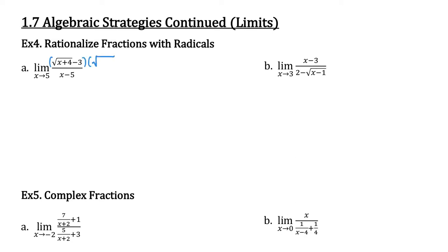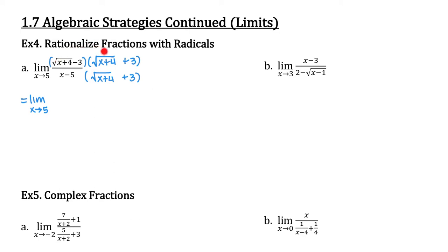Okay, so this is the square root of x plus 4 minus 3. The conjugate is the square root of x plus 4 plus 3. If I do it to the numerator, I'm going to do it to the denominator. The reason we like multiplying by the conjugate is because it creates a difference of squares. So I do the square root of x plus 4 minus 3 times the square root of x plus 4 plus 3, and I'm just going to make a difference of squares.